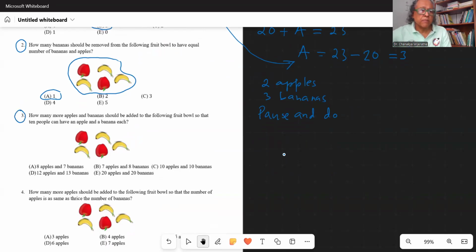Number 3, how many more apples and bananas should be added to the following fruit bowl so that 10 people can have an apple and a banana each? Right, the same fruit bowl. But now we want to feed 10 people, 1 apple and 1 banana. Right now we have only 2 apples and 3 bananas. Now, how many bananas and how many apples do we need to give 1 each to 10 people? So we need 10 apples, 10 bananas.